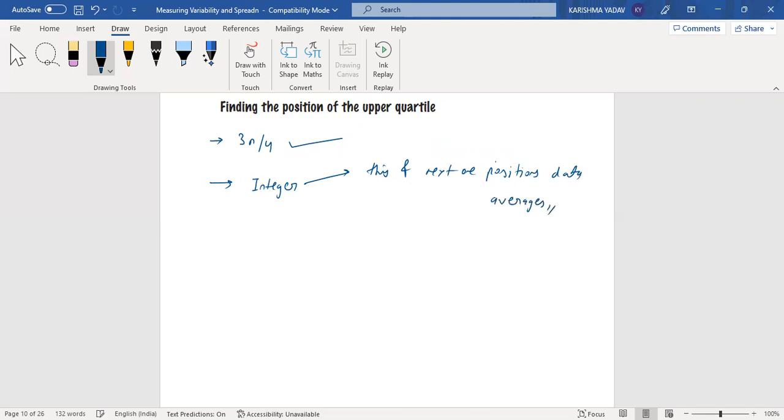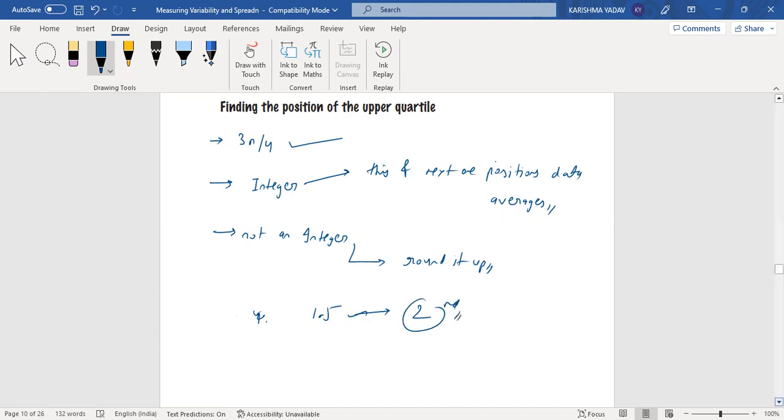Now if 3n divided by 4 is not an integer, then we are going to round up the value, and this new number gives us the position for the upper quartile. So if it comes to 1.5, then my result will be 2, the second position. That's how we are going to round it up.